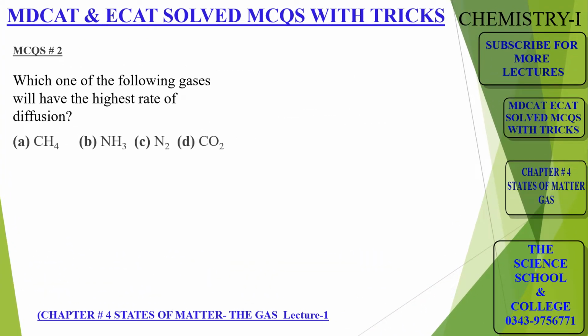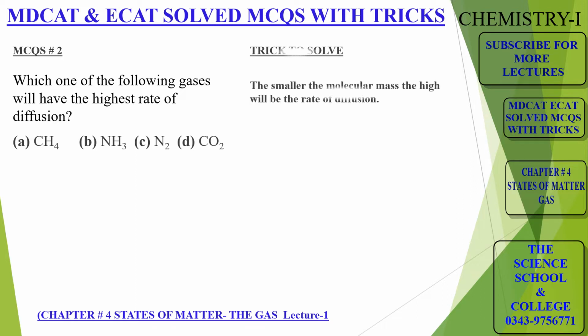MCQ number 2: which one of the following gases will have the highest rate of diffusion? Option A is CH4, option B is NH3, option C is N2 and option D is CO2.